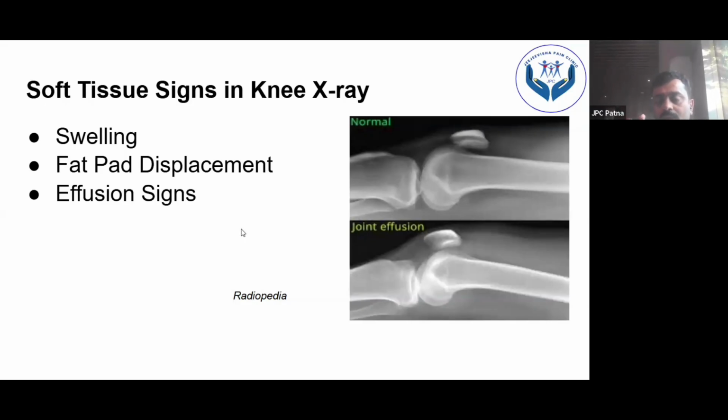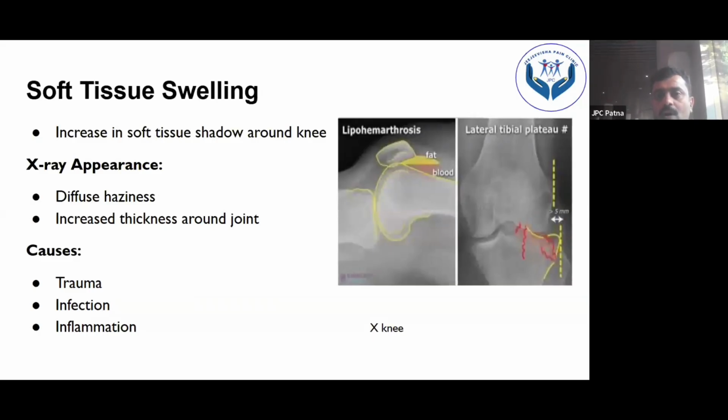For these swellings, the best view is the lateral view. Definitely all other views are important, but for soft tissue signs, the lateral view becomes very, very important. I will discuss how the soft tissue swelling will be there. There will be an increase in soft tissue shadow. Can you see this? This is the fat pad, which is normal, but there is some darkness compared to the normal fat pad. That is a sign. It can be blood, and there will be diffuse haziness around the joint.